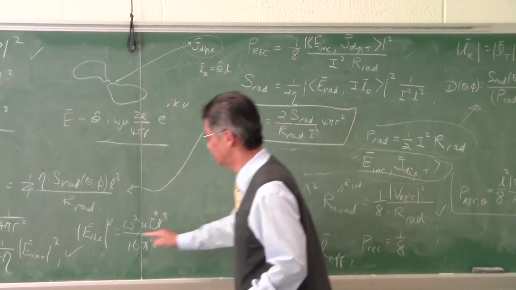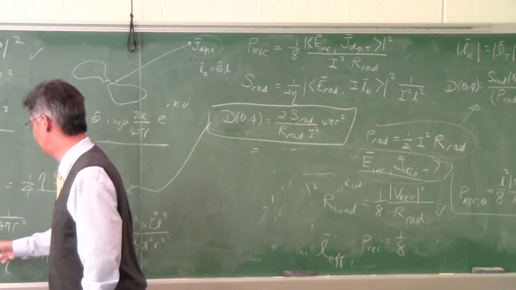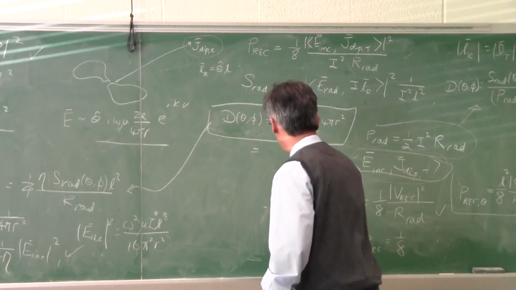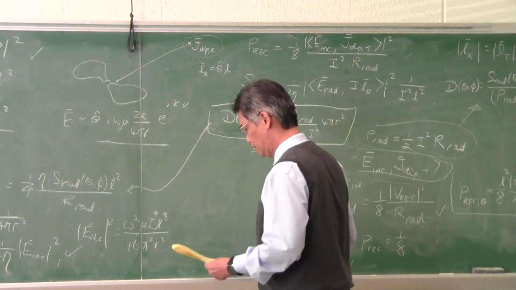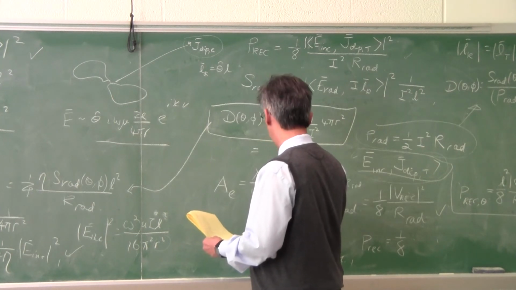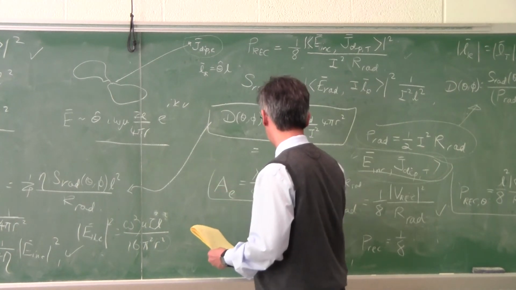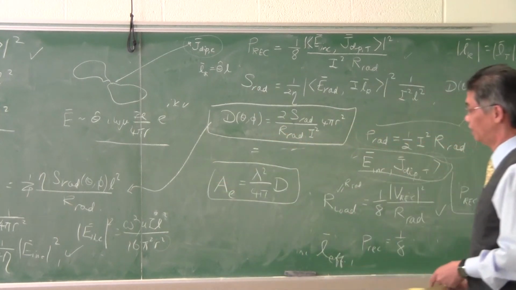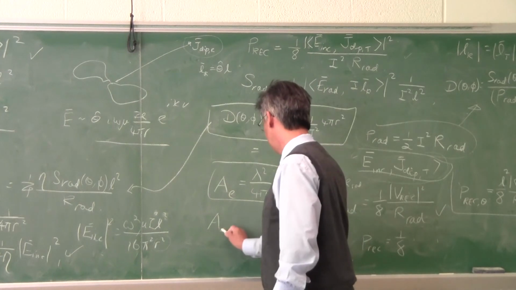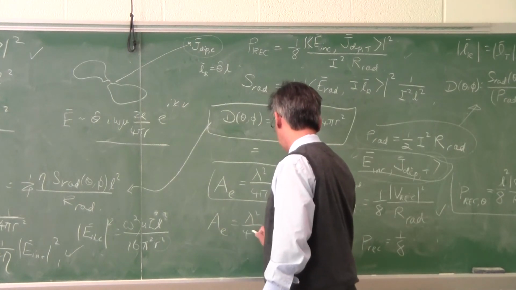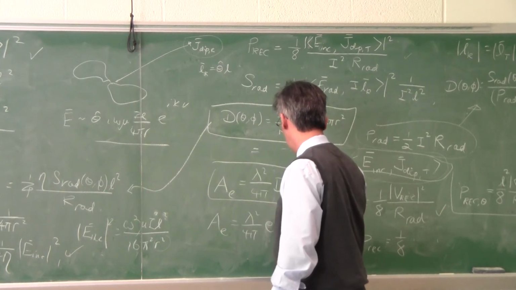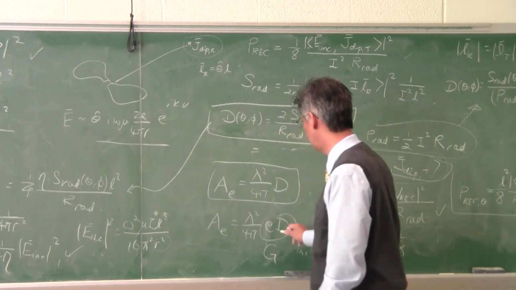You plug this in. You have A_e, you have D. And then you will have this effective aperture formula: A_e is equal to lambda squared over 4 pi times D. This is assuming no loss in the antenna. Of course, when you have loss, you actually have to put in some efficiency, like e times D, and this is called G, the gain of the antenna.